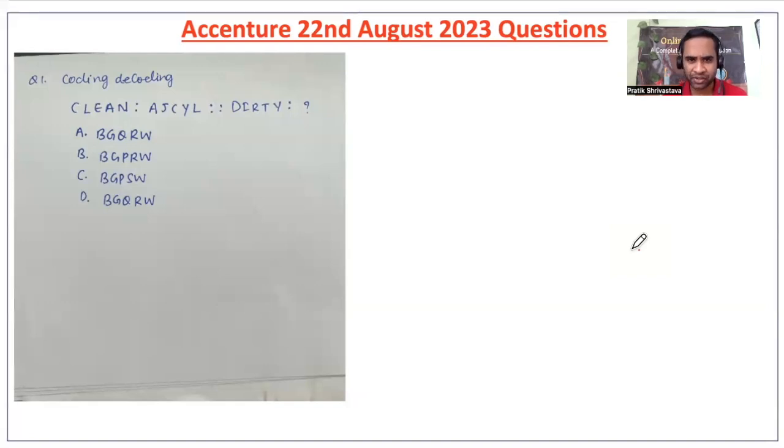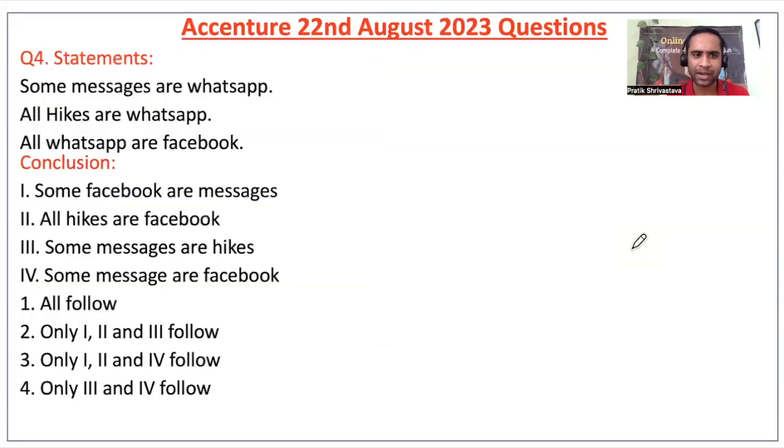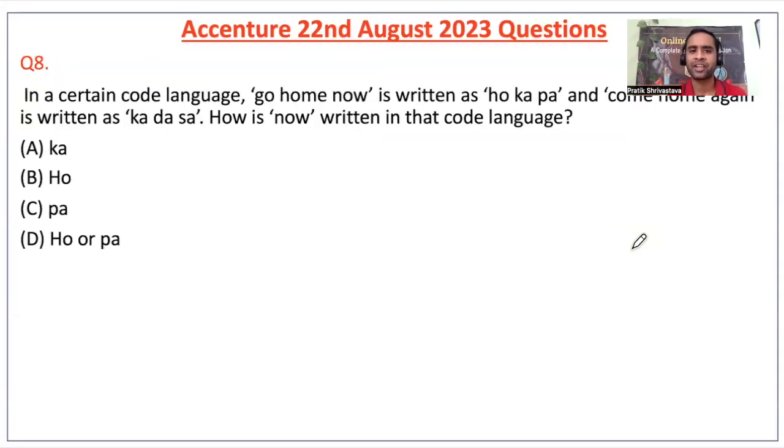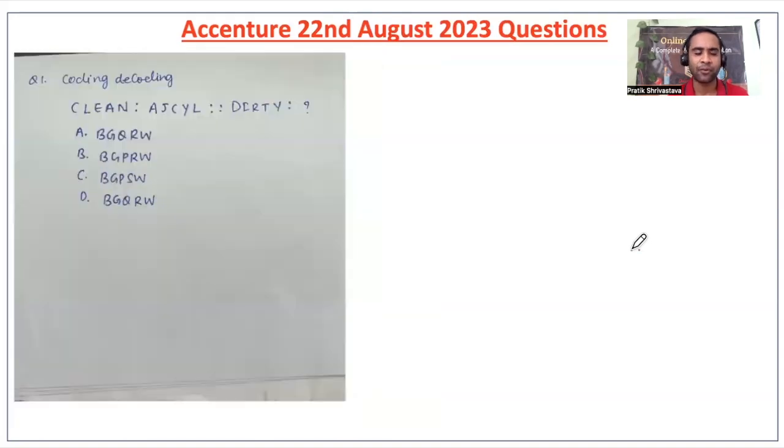This is Pratik Srivastava here, and in today's video we are going to solve actual Accenture questions asked on 22nd of August 2023. We are going to solve questions from all the topics like cognitive, pseudocode, MS application. I request all of you to watch the video till the end, because here you will learn a lot of things and get an idea of how you should attempt the questions in the upcoming examination. Now let us start with question number one, coding decoding.